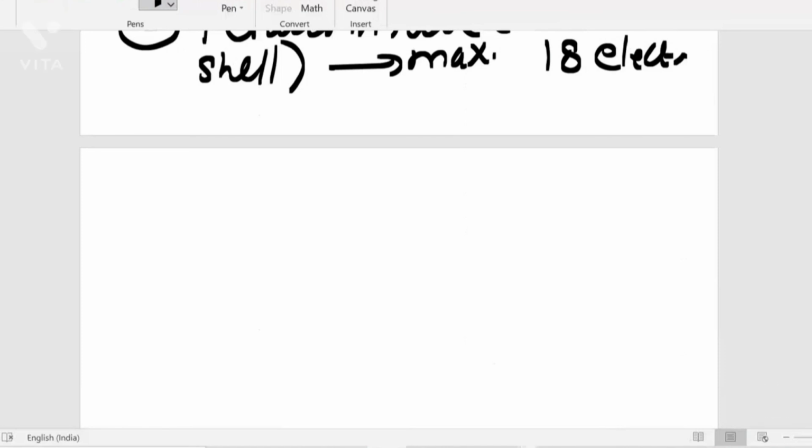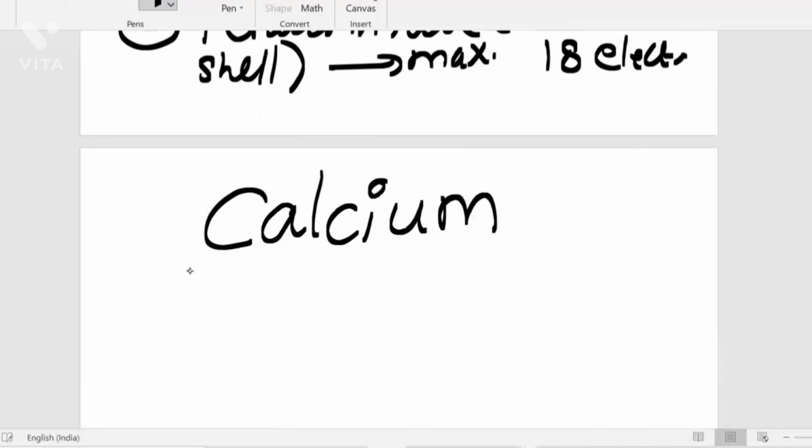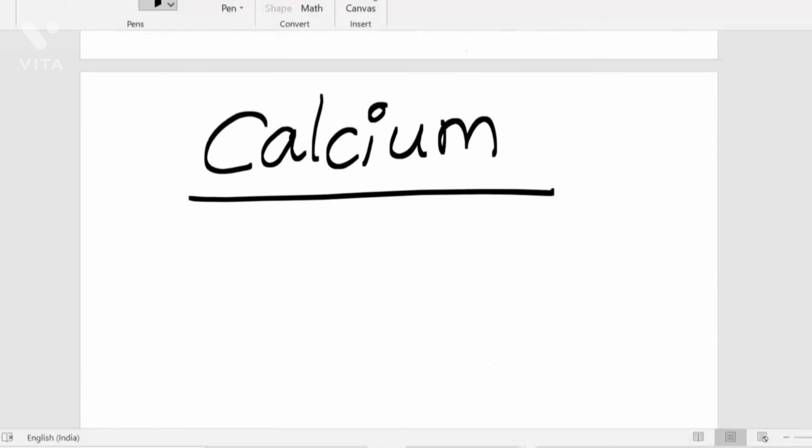So let us look into one structure of atom and how the distribution is done according to these formulas. I'm giving you one element, calcium. Okay, calcium. For calcium, how do you represent the mass number and atomic number? Once you learn the periodic table, you'll come to know the mass number and the atomic number of each atom.